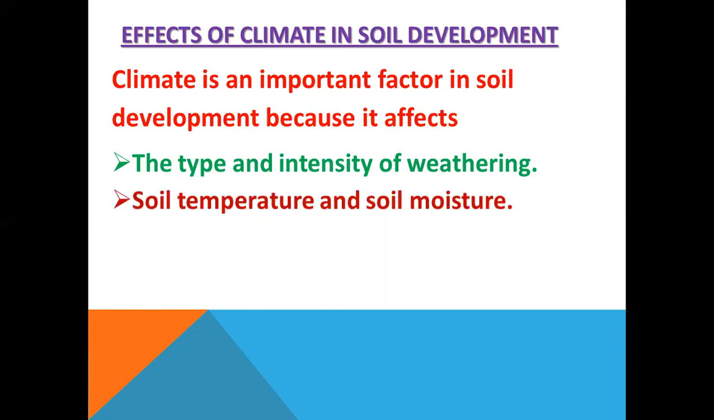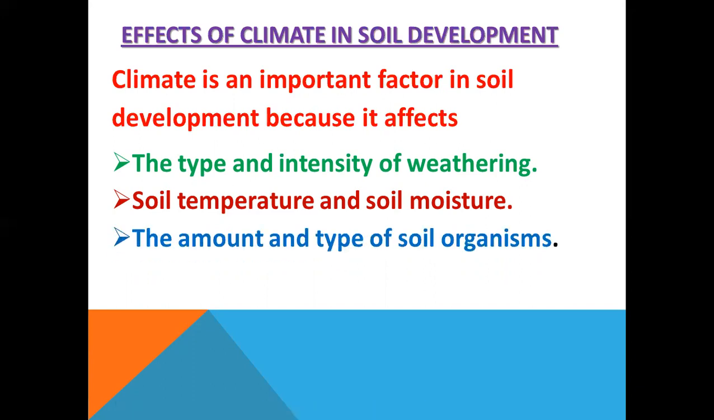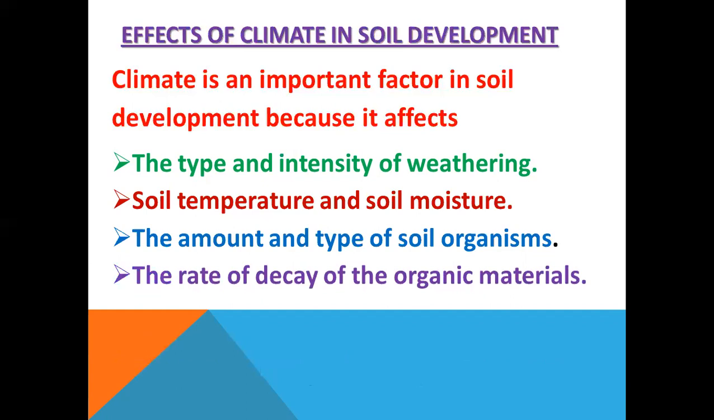Second, soil temperature and soil moisture. Number three, the amount and type of soil organisms. Number four, the rate of decay of the organic material. So these are the effects of climate in soil development.